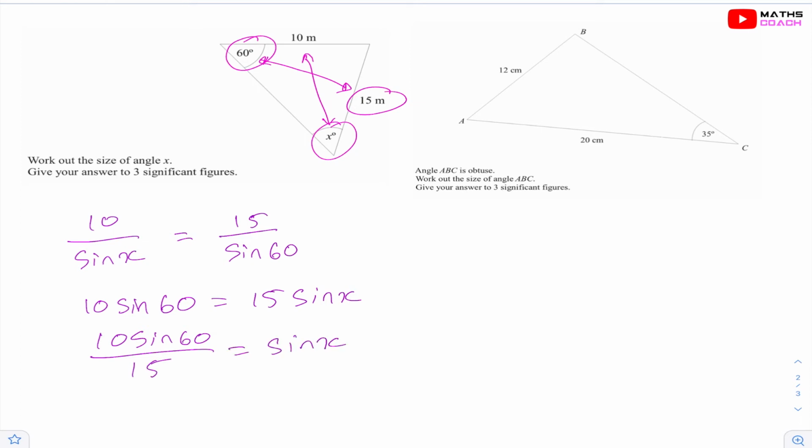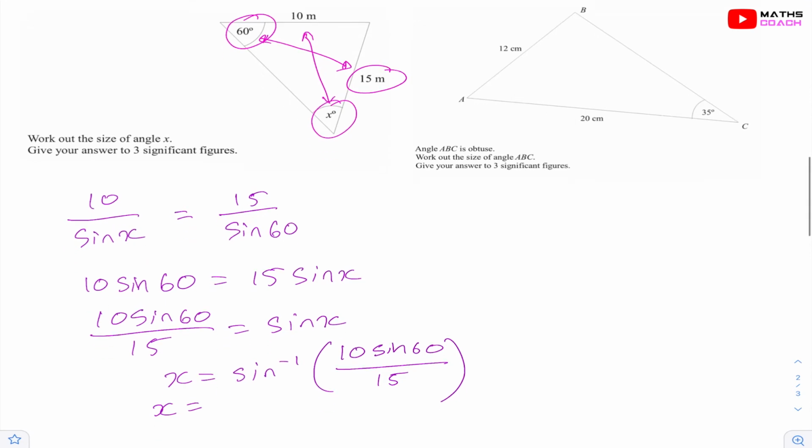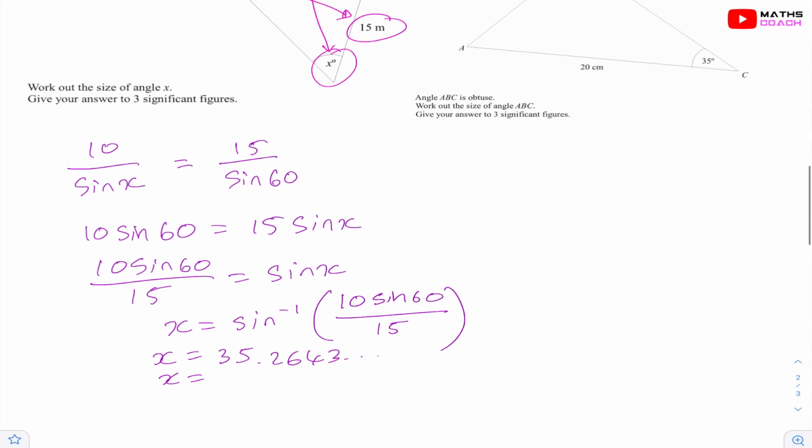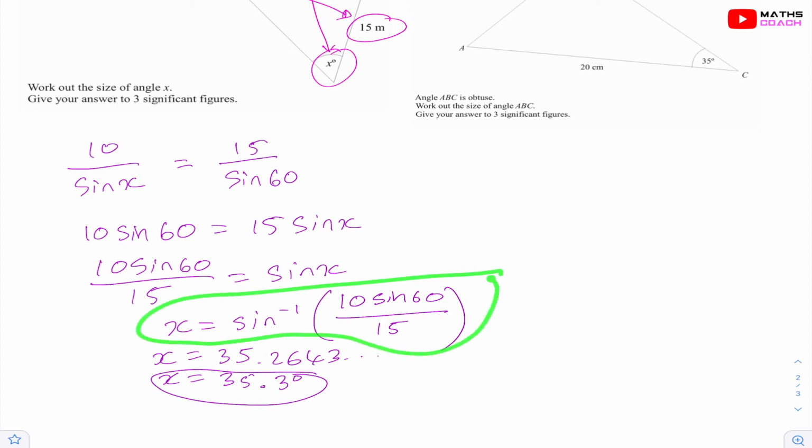Now, because we are finding an angle, we have to use the inverse of sine. So on your calculators, you press shift to get the inverse of sine, giving us x is equal to the inverse of sine. And now we open up a bracket and we put all of that inside there. So we get 10 times sine 60 over 15. And just knock this answer into your calculator and round it to 3 SF. You should get 35.2643 ... and we can round that to 3 SF, giving us 35.3 degrees.